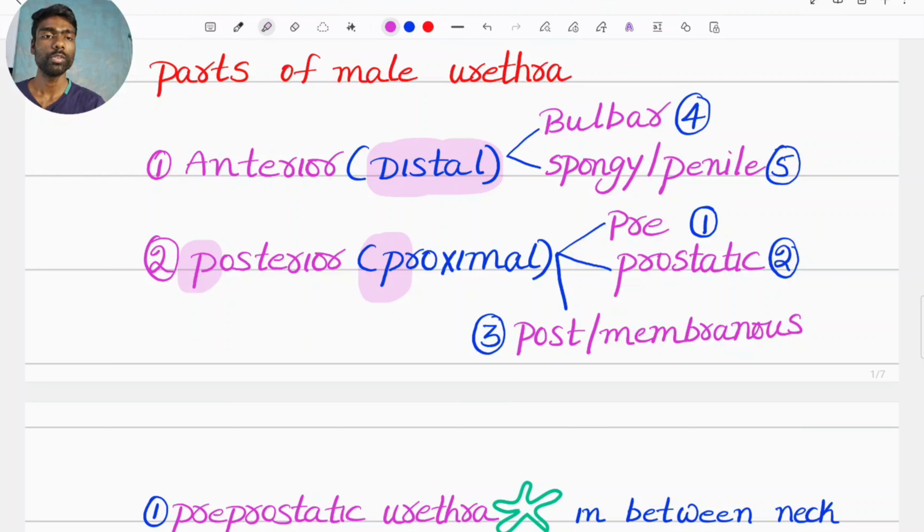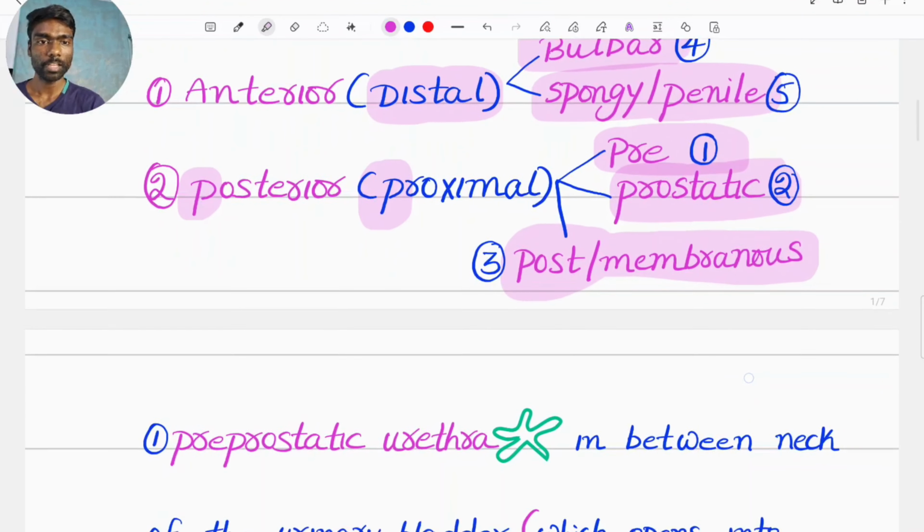There are 5 named structures. Posterior most, proximal most, nearest to the urinary bladder. First structure is pre-prostatic urethra, then prostatic urethra, and then post-prostatic or membranous urethra, and then bulbar urethra, and finally penile or spongy urethra. We'll see one by one.